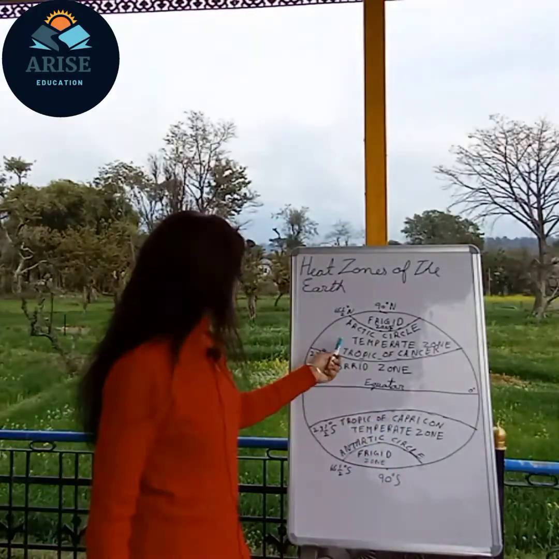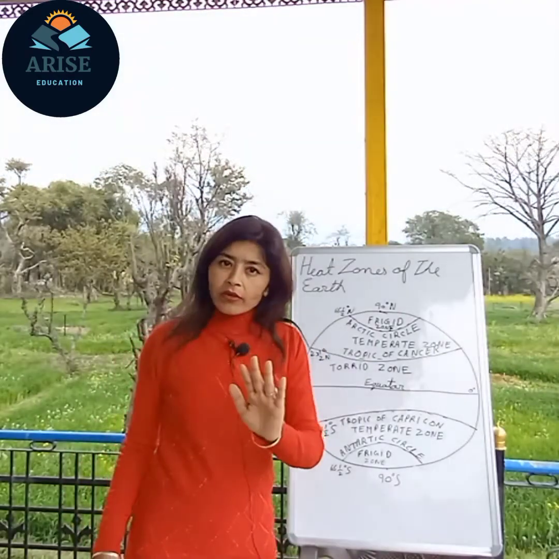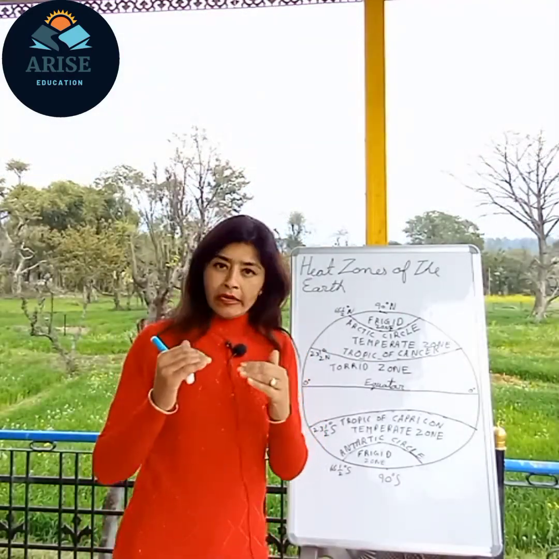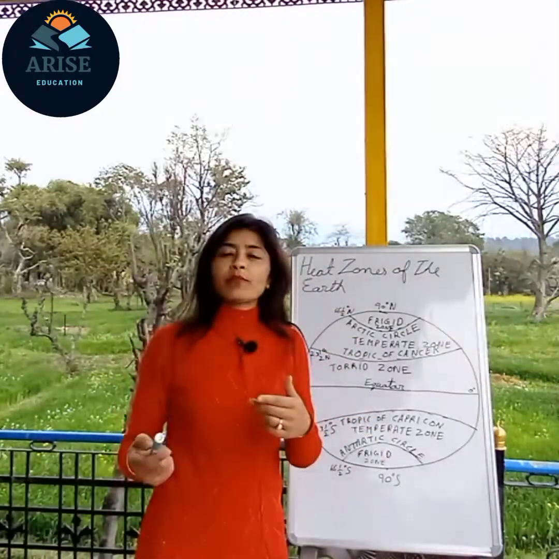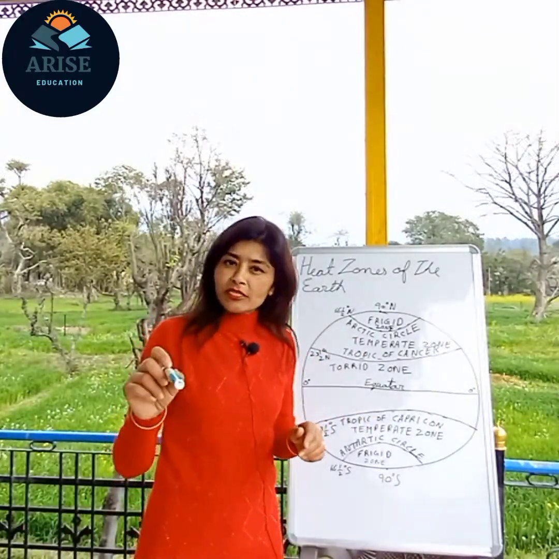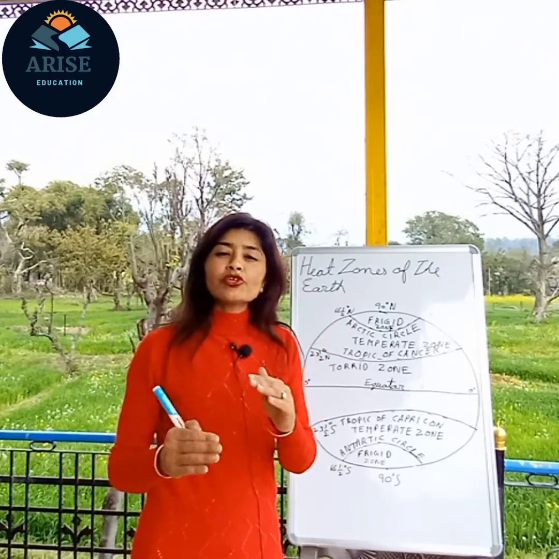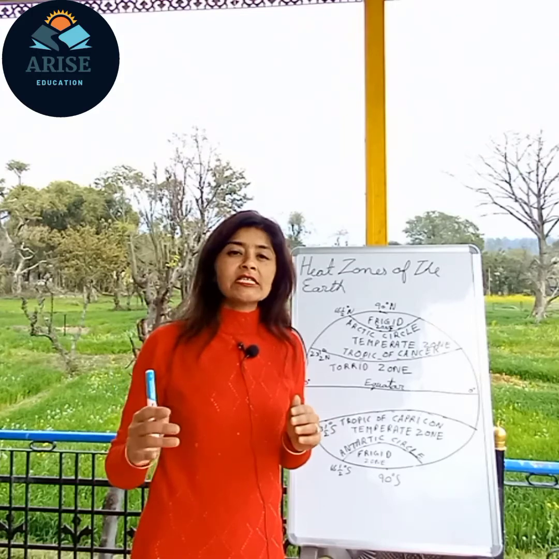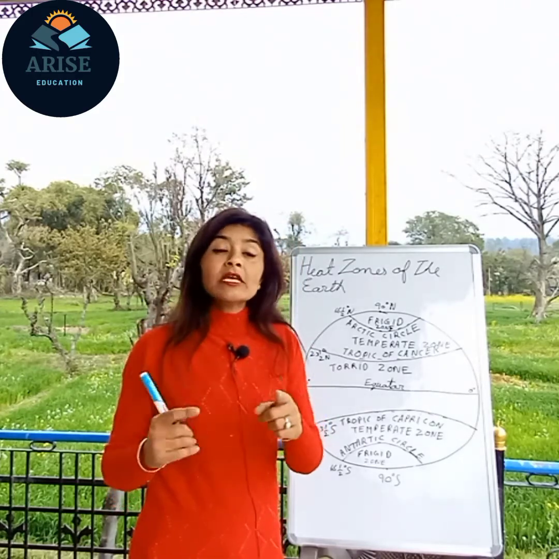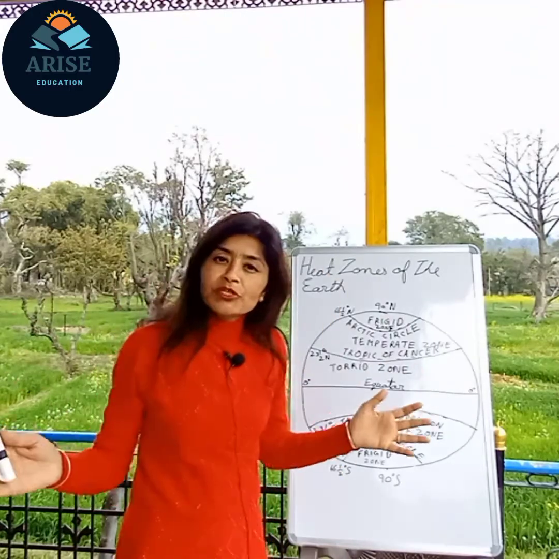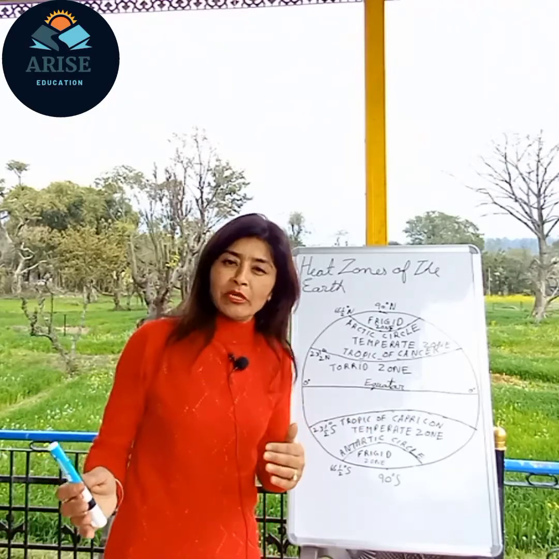This belt receives rare precipitation, that is, less rainfall is here, and it has an average temperature of 0 to 20 degrees Celsius, with a maximum temperature of plus 40 degrees Celsius and a minimum temperature of minus 40 degrees Celsius. It means it has an extreme type of environment, extreme temperature and climate here.